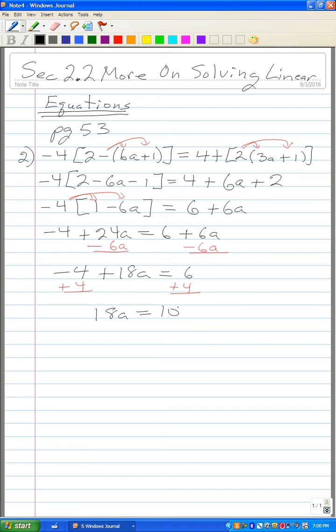Now let me use the multiplicative property of equality to solve for a. So let me divide both sides of my equation by 18. And so a is equal to, well, notice I can divide both 10 and 18 by 2. So let's divide both the numerator and denominator by 2. And so I get 5/9. And that's your answer.